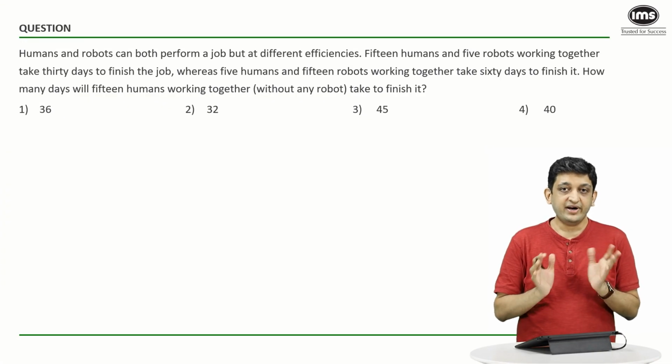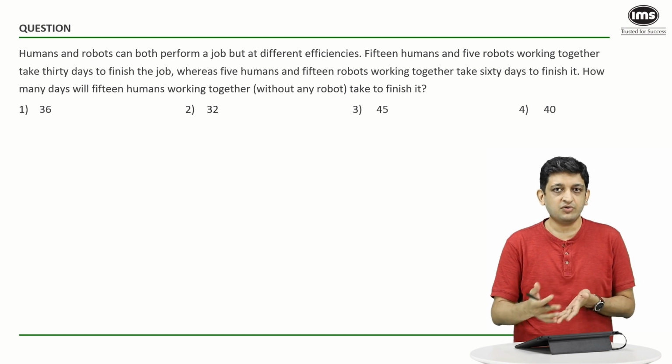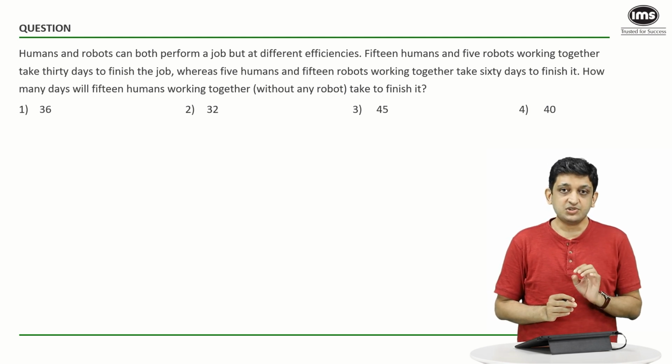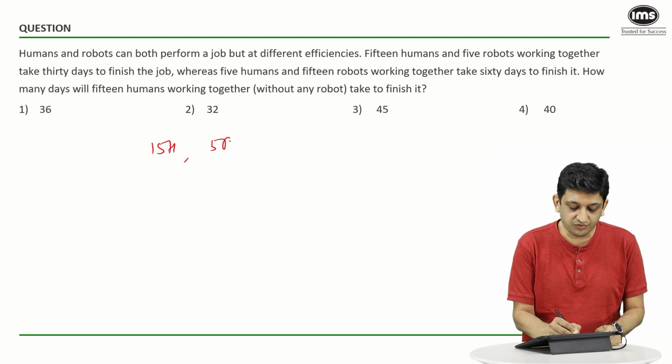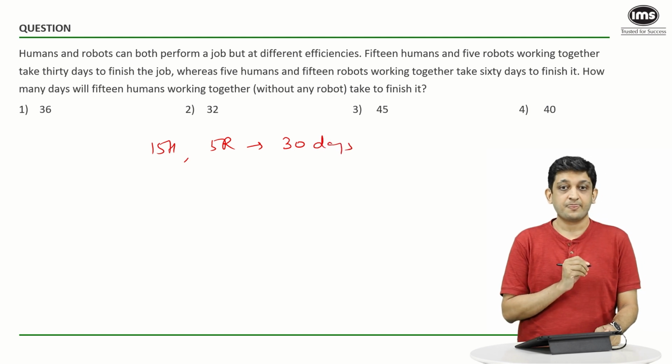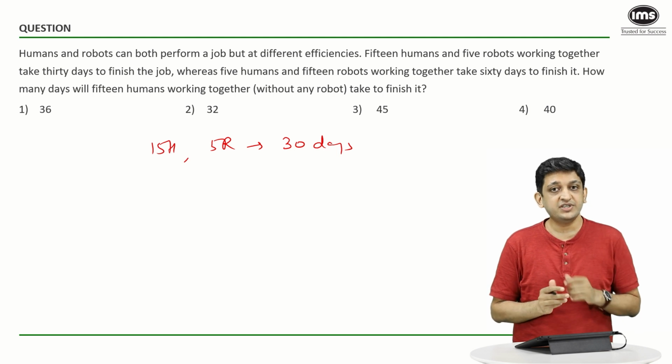Happy learning! So in this method, let's try to look at what exactly is the combination that is happening here. With practice, you will not even need to write down what I am going to write down right now. So just look at this, what is happening. Now 15 humans and 5 robots will do this work in 30 days. What we know is 5 humans and 15 robots will take 60 days to finish it.